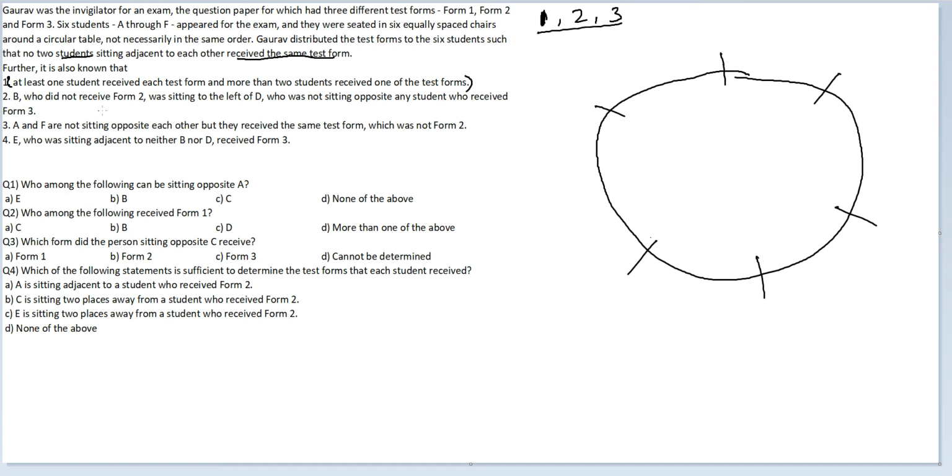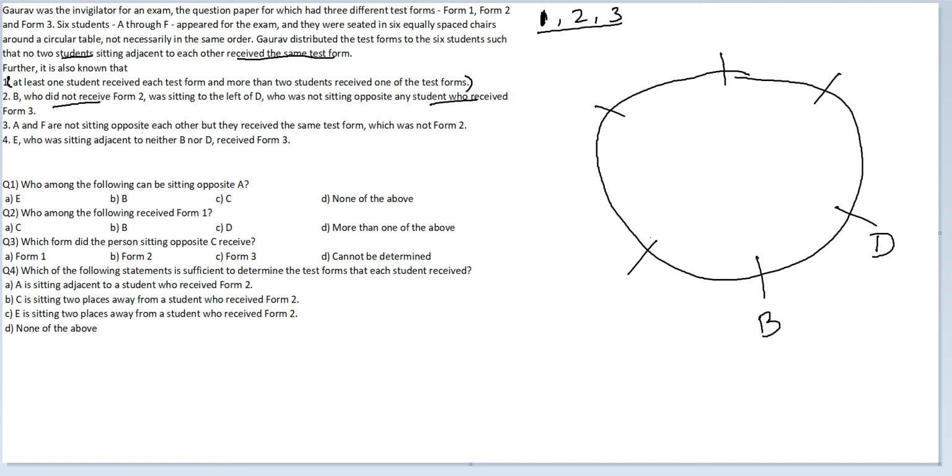Okay. B, who did not receive form 2, was sitting to the left of D, who was not sitting opposite to any student who received form 3. So if I have D here, B will be here. D is here, B is here, yes. See, these things we'll take care of later because these are non-positive pieces of information. We'll take care of them later.